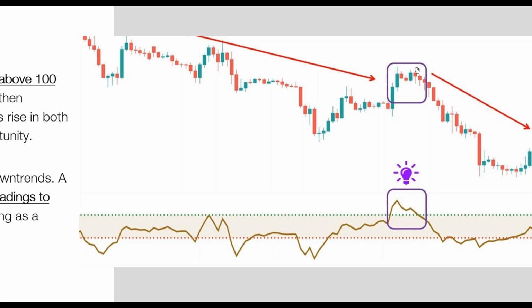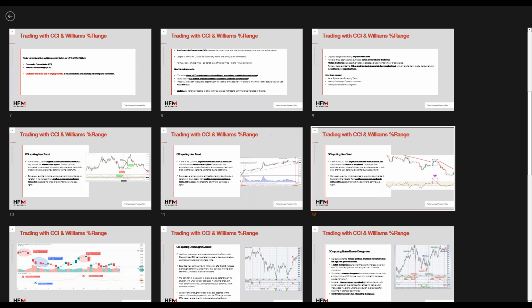It was moving sideways. There was a lot of indecision over here, but while there was indecision in the price action, we started seeing the CCI pulling back towards 100 until it managed to extend below 100, and that was a selling signal here. So it was a sign that it will continue in the same direction on the downside, basically.